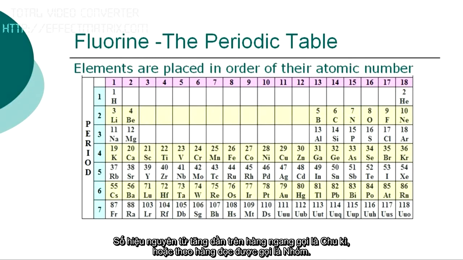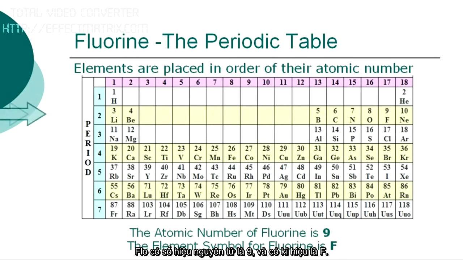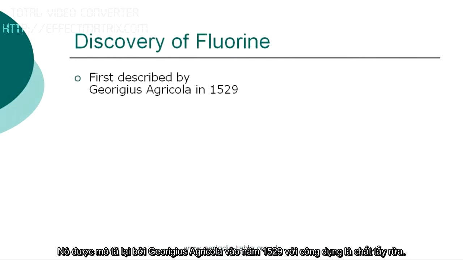The chemical elements of the periodic table are placed in order of their atomic numbers. Atomic numbers increase as you move across a row, called a group, or down a column, called a period. The atomic number of fluorine is 9. The element symbol for fluorine is F. It was first described in 1529 by Georgus Agricola for its use as a flux.